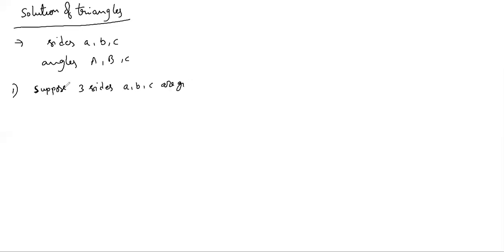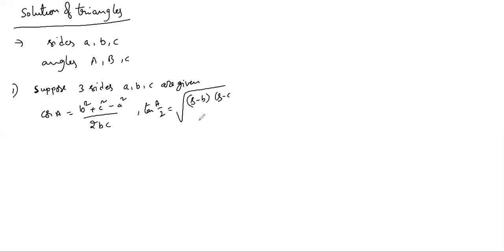So we can find the remaining 3 angles by using the cosine rule. cos A equals b square plus c square minus a square by 2bc. Similarly cos B, cos C, we can find angles A, B, C. Or you can use the half angle formulas: tan A by 2 equals root over (s minus b)(s minus c) by s(s minus a), or sin A by 2 or cos A by 2. By using that, you can find the angles A, B, C.